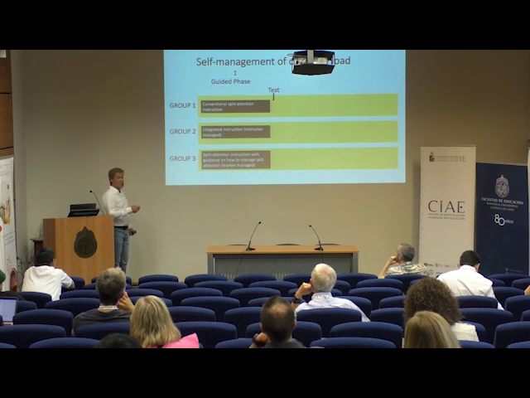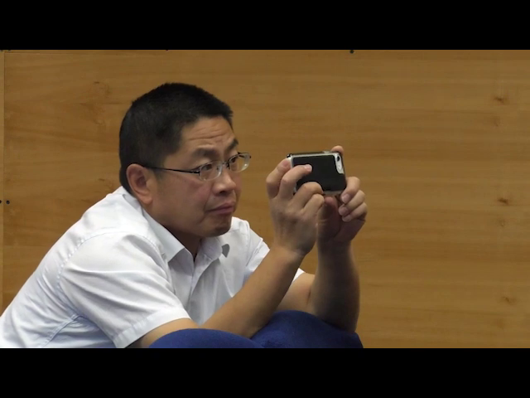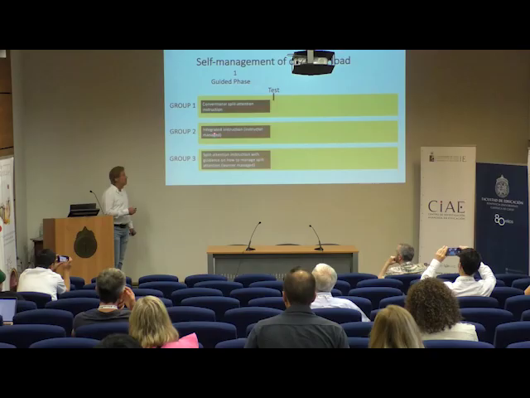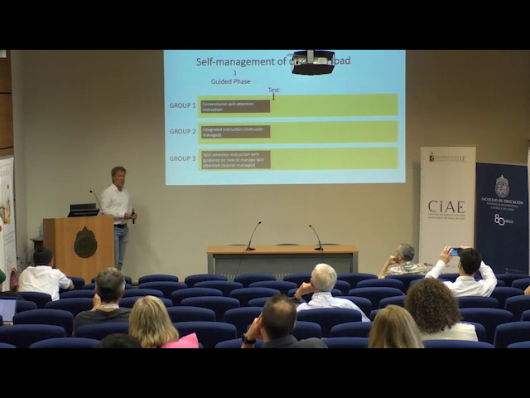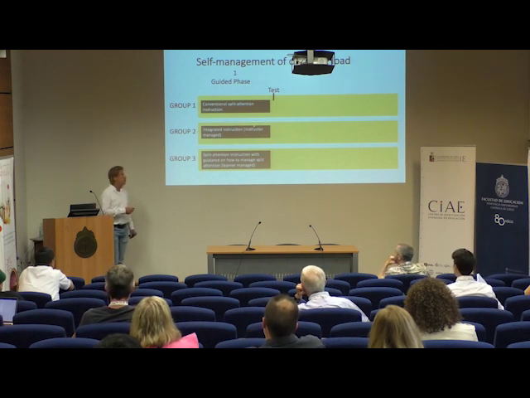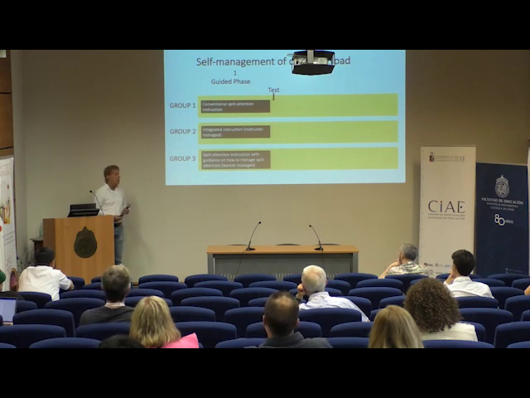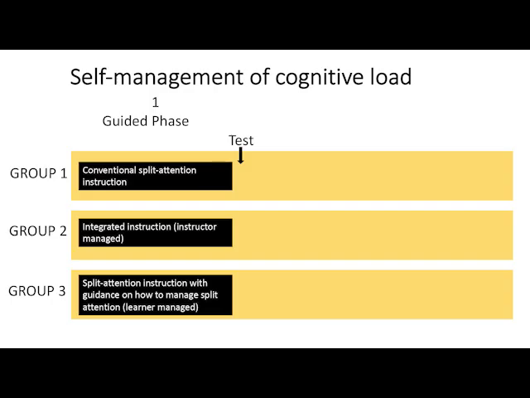Normally we compare 3 groups, and there are 2 phases in the experiment. There is a conventional split attention instruction group, of course, and there is an integrated instruction group, which is the typical design to find the split attention effect, in which you would find better learning results for the integrated format than for the split attention format. And there is an additional group, the self-management group, in which the learners are guided or told how they can deal with the split attention effect.